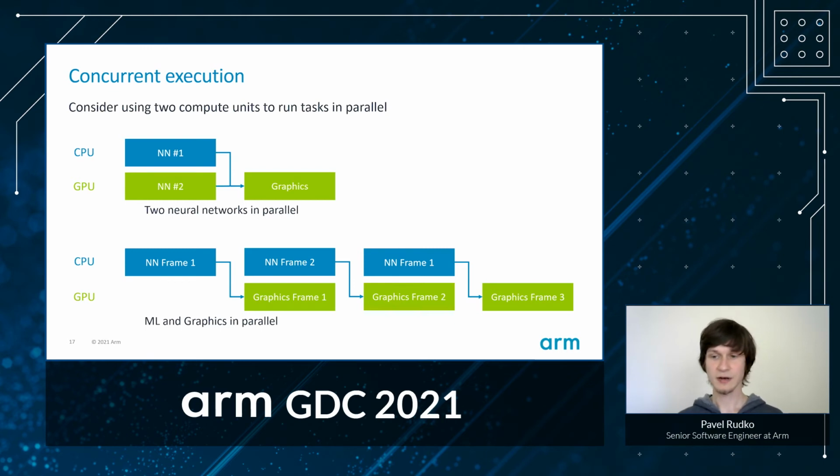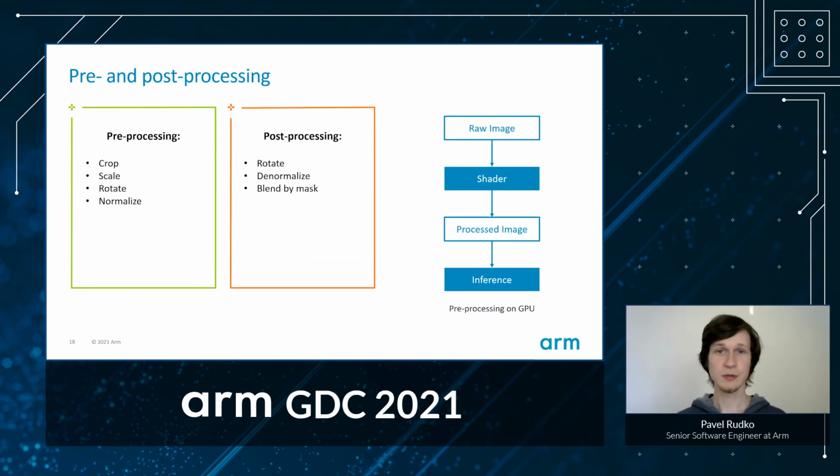AR is a set of concurrent tasks and it can be, for example, neural network inference, image processing, and graphics, and making sure that the entire system on chip works together very well, like GPU together with CPU, is very important. Another important point to consider is the way pre- and post-processing is done.